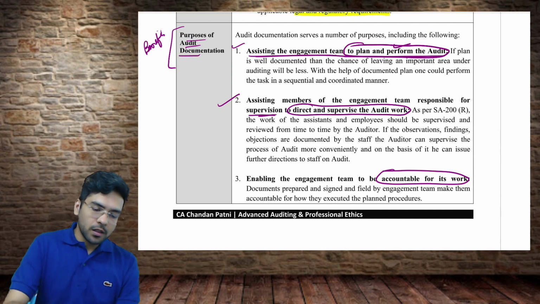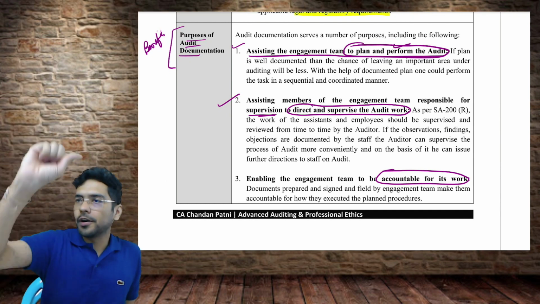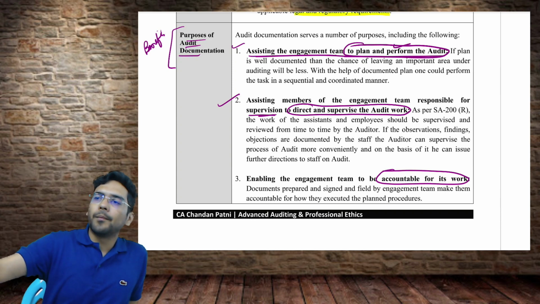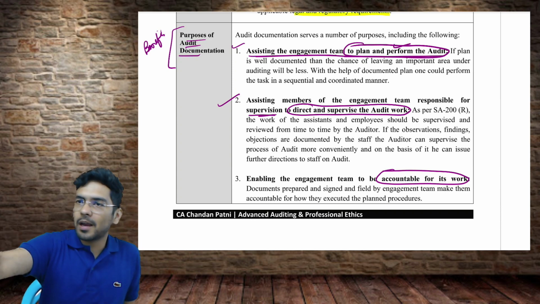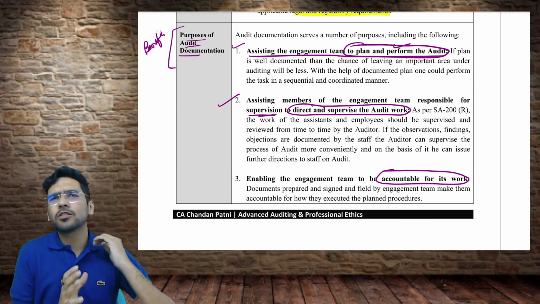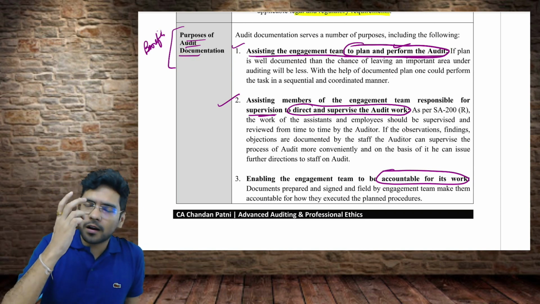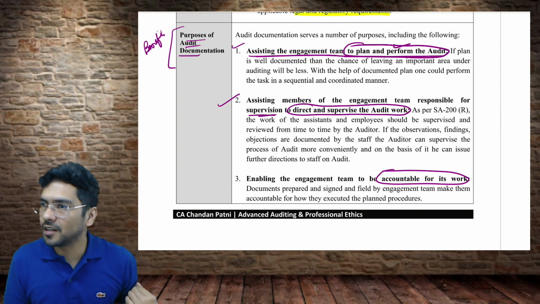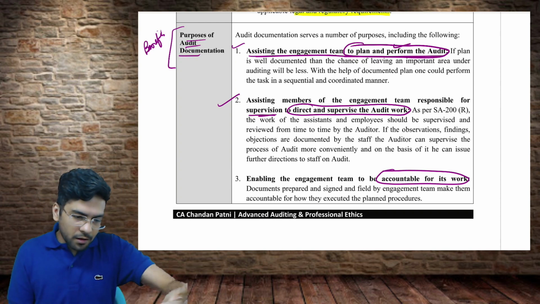Let's say three of you go to the audit, and I told you that you have to check the asset side, the liability side, and the P&L side. Let's say after 2-3 months we find out something with respect to fixed assets or inventory. Then I look at the working paper.